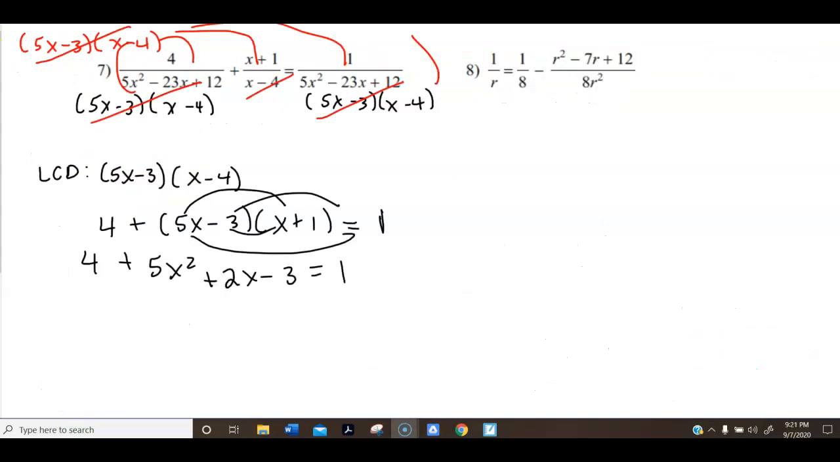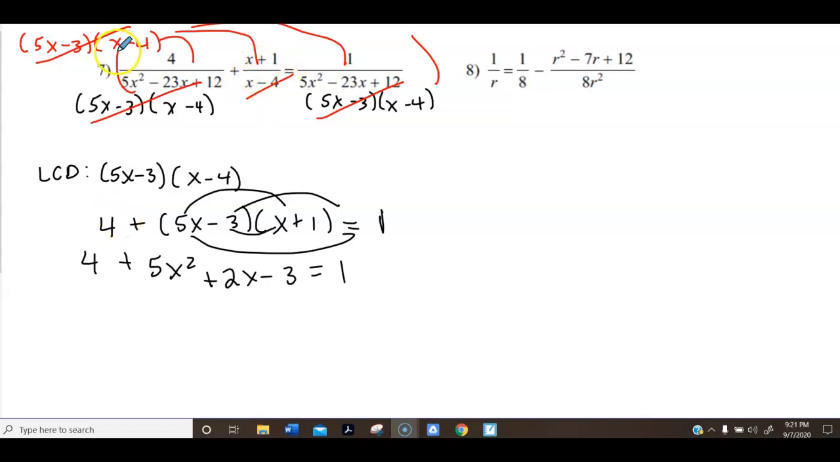So on number 7, I started by factoring all the denominators, and then I looked for the LCD. 5x minus 3, I took it. X minus 4, I took it. X minus 4, it's already there. And these two are both already there. So I multiplied the whole equation by the LCD, which was 5x subtract 3 times x minus 4. I canceled away, so all of these canceled. I was left with 4.